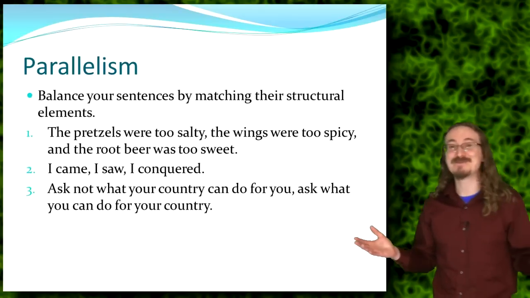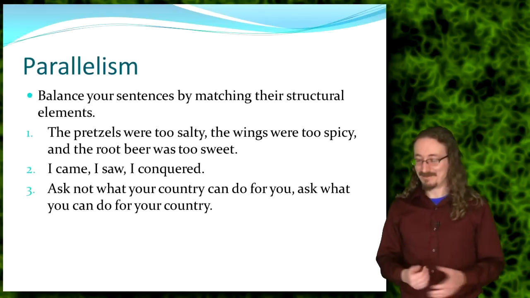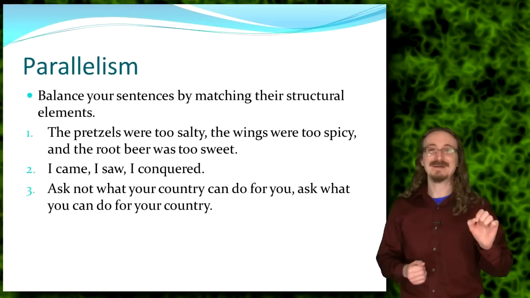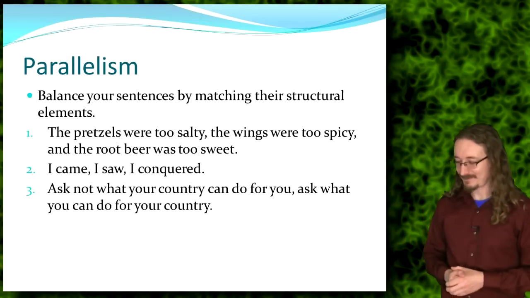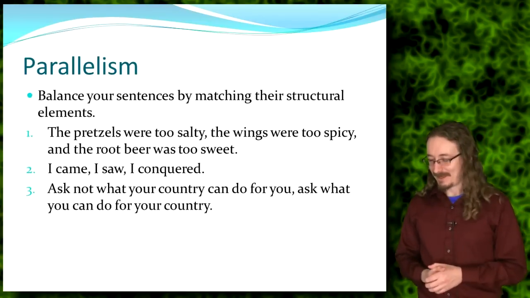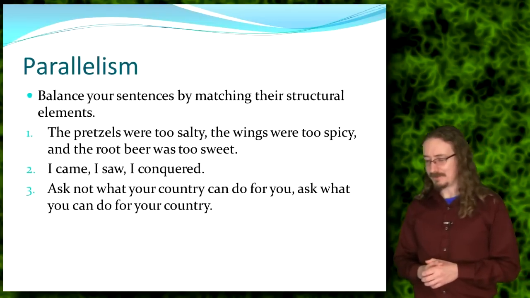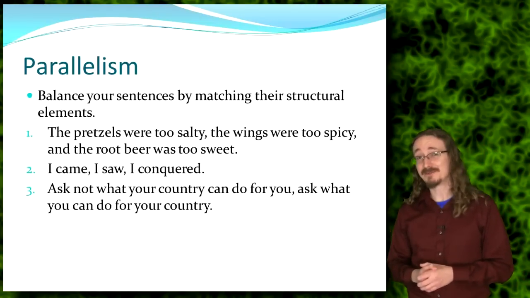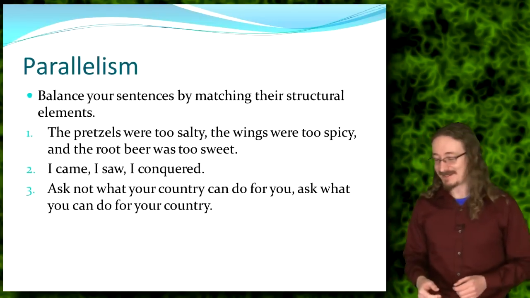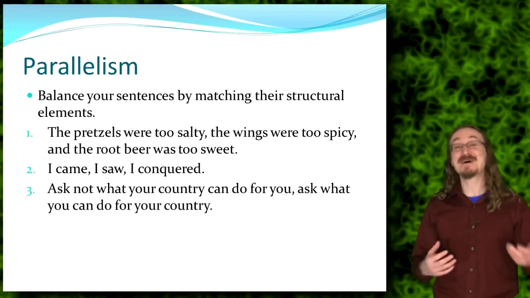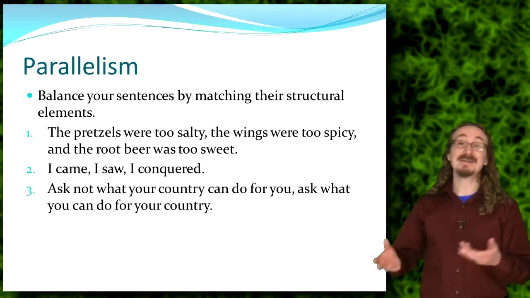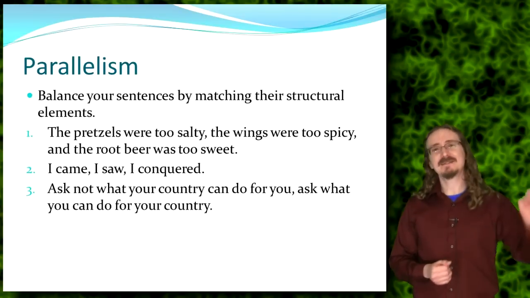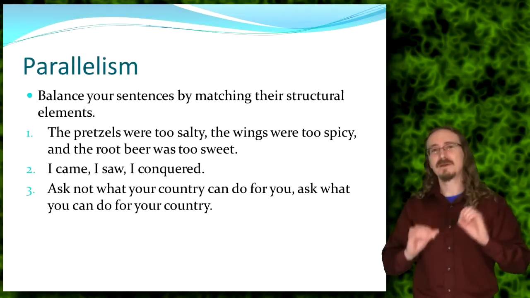Well, it probably helps if you're Julius Caesar, right? But art before being correct. All right, number three: ask not what your country can do for you, ask what you can do for your country. So again, coming back to JFK, it's been a while since we had a really eloquent president that would say things like this, right? But get the idea. You see the structure repeating.